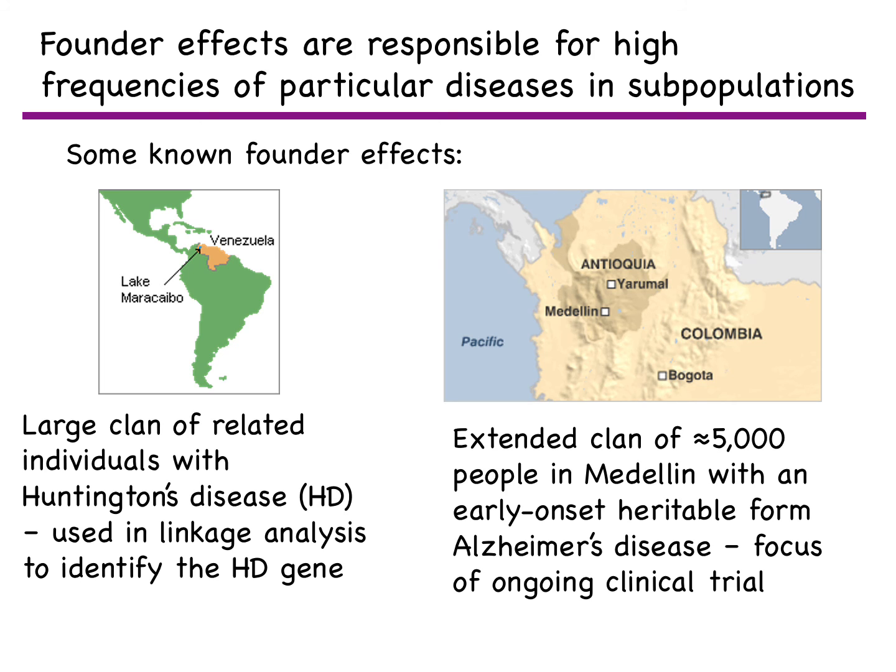Just briefly, another founder effect that's the focus of a big study right now. There's an extended clan of about 5,000 people in Medellin, in Colombia, with an early onset heritable form of Alzheimer's disease, typically striking people in their 40s. And there's a number of clinical trials going on there using treatments for Alzheimer's disease, simply because you can identify these individuals with a simple genetic test long before they have symptoms.